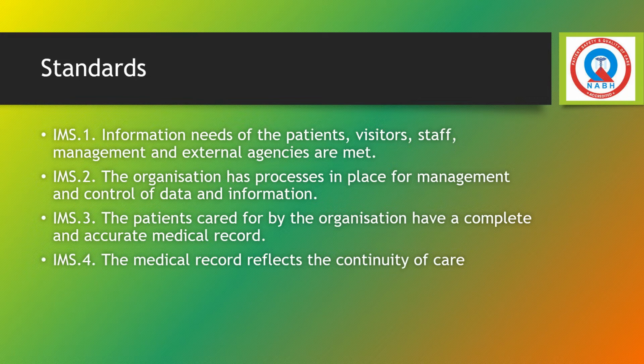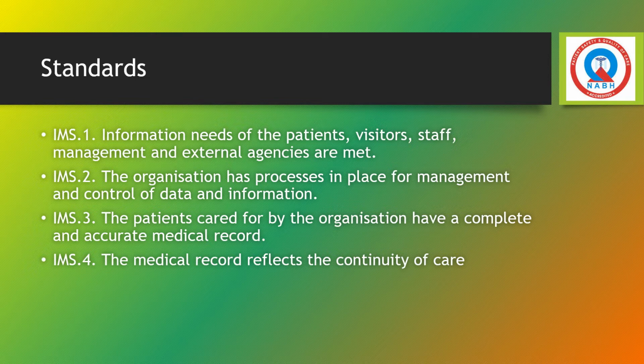Now I'll talk about the first standard here on the slide. Information needs of the patient, visitors, staff, management, and external agencies are met. The organization identifies the information needs of the patient, visitors, staff, management, external agencies, and community. Identified information needs are captured or disseminated. Information management technology acquisitions are commensurate with the identified information needs. A maintenance plan for information technology and communication network is implemented. So this is all included in the first standard.